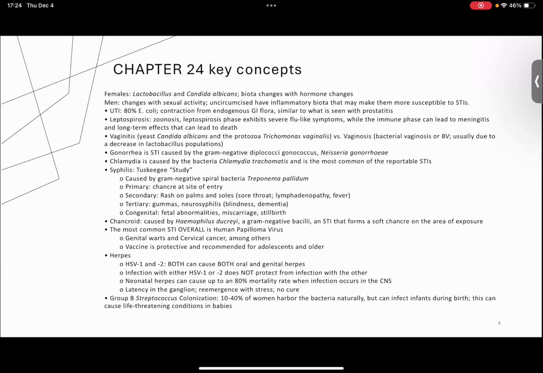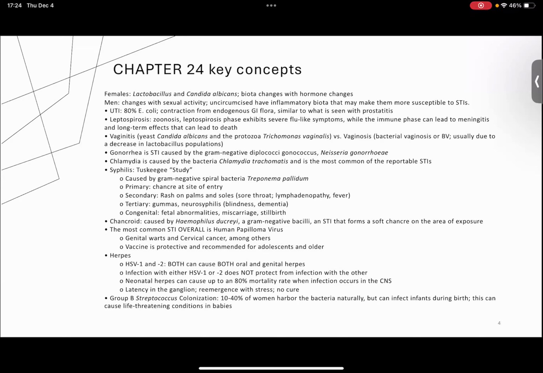All right, moving on to chancroid. This is caused by a bacterium called Haemophilus ducreyi. It's a gram-negative bacillus. This is a sexually transmitted infection that has a soft chancre associated with it. It's more gooey, more soft, and it's a little bit larger than what we see with syphilis. And it doesn't have any progression into the secondary or tertiary phase.